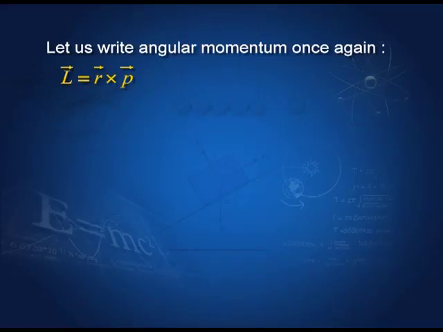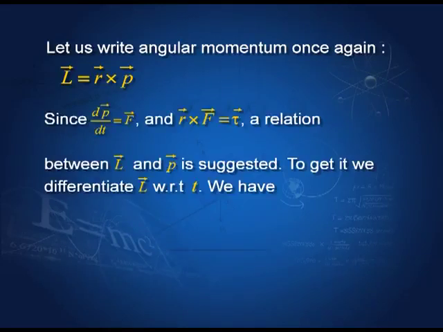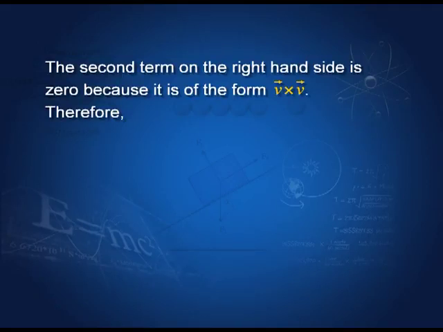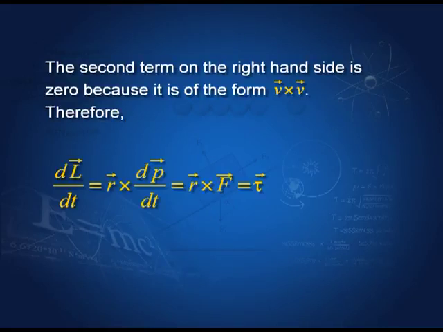Let us write down the expression for angular momentum once again. L vector is equal to r vector crossed with p vector. Let us differentiate this with respect to t. So we get dL by dt is equal to r crossed dp by dt plus dr by dt crossed p. The second term has dr by dt, which is v. p also contains v, so it is v crossed v, which is 0. Therefore dL by dt is simply r crossed dp by dt, and dp by dt is F. Therefore dL by dt is r crossed F, which is torque.